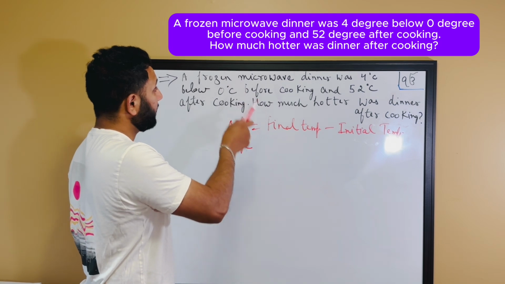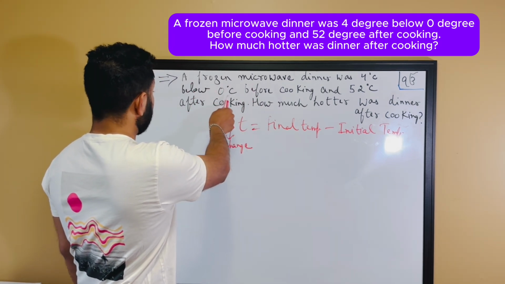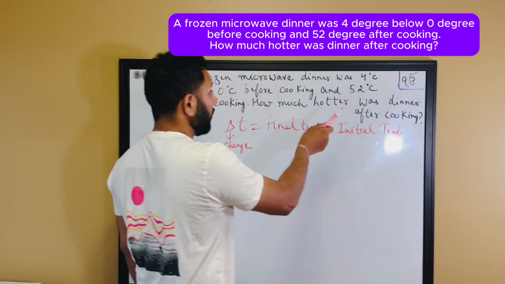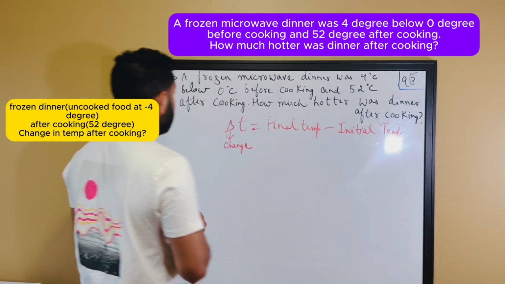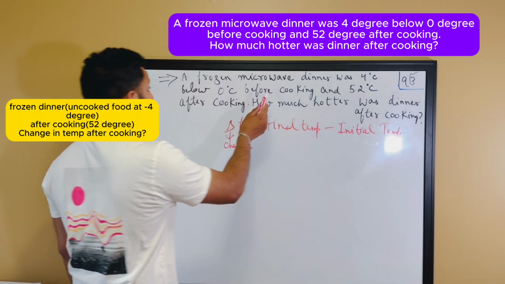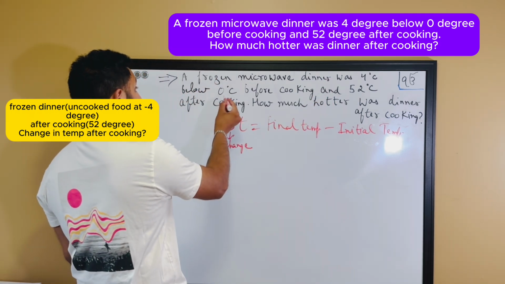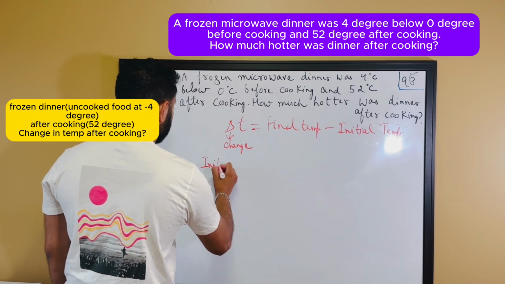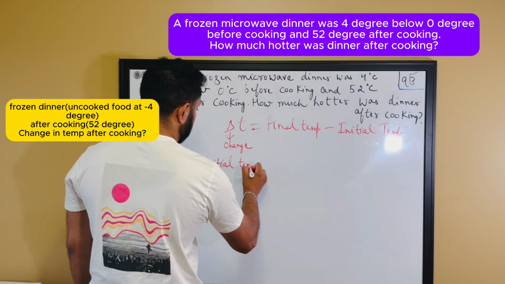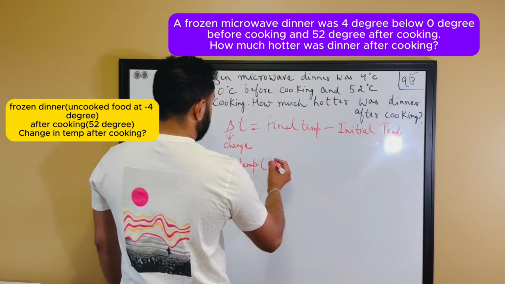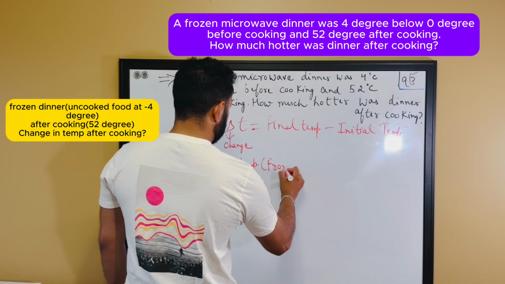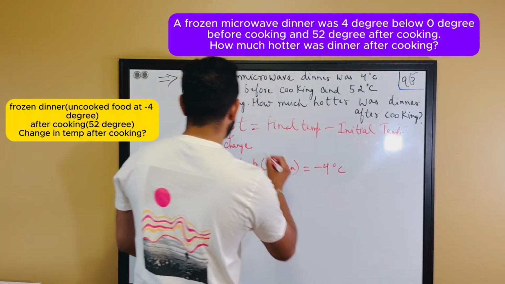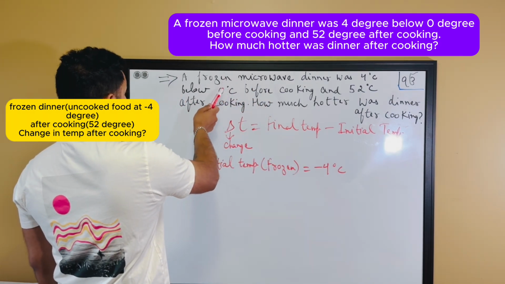A frozen microwave dinner was 4 degrees below 0 degrees before cooking and 52 degrees after cooking. So how much hotter was the dinner after cooking? What we are given is that a frozen microwave dinner was 4 degrees below 0 degrees. That means our initial temperature, when the dinner was frozen, is minus 4 degrees Celsius. Why minus 4 degrees? Because it is below 0 degrees.